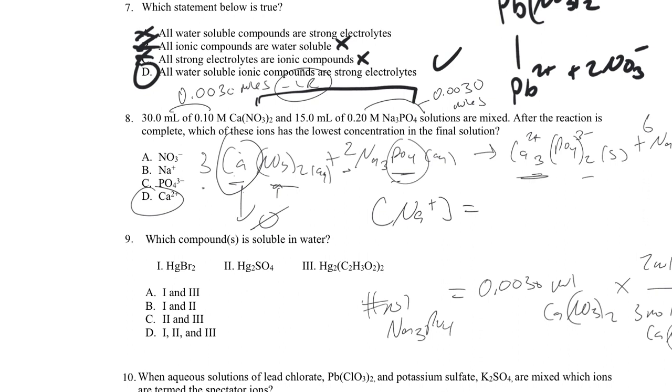So the sodium ion concentration, we could look at it from, say, here, that we have 3 sodiums per phosphate, per sodium phosphate. So I would have 0.009 moles of sodium ion. In that solution, that's 45 milliliters.